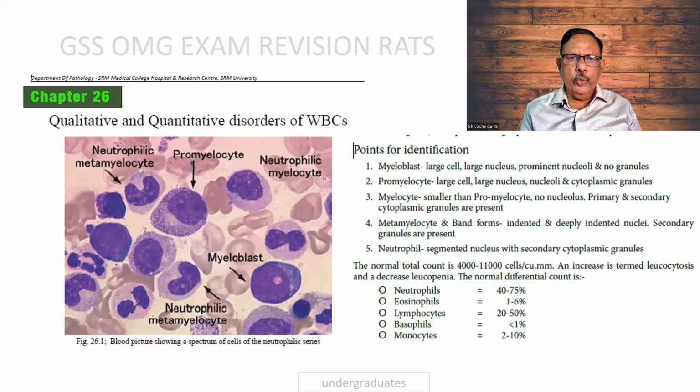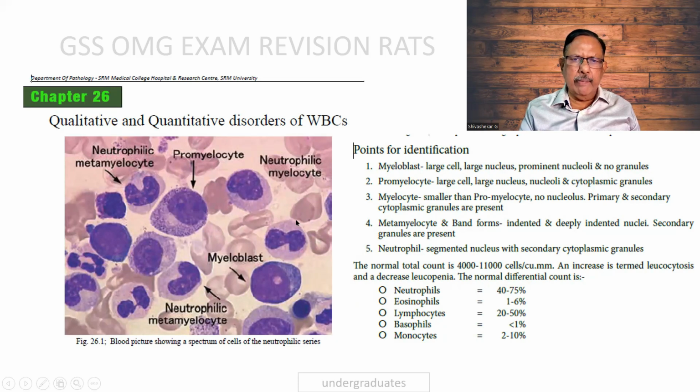Here I have shown you a picture of the various cells forming the neutrophilic series, starting from a blast, promyelocyte, then a myelocyte, metamyelocyte, and the mature neutrophil. This I would like you people to have in mind. The descriptions are given here, you people can go through. And this is the usual differential count we find in a normal peripheral smear.